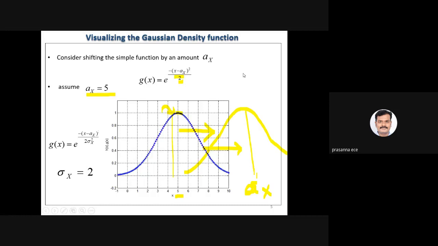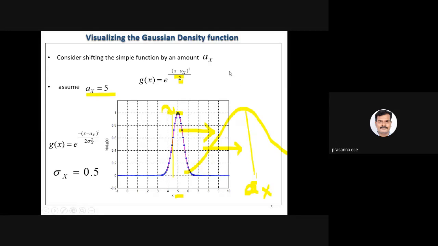Now we'll see what happens if we decrease sigma x to a value less than 1. I'm taking sigma x to be 0.5. If I plot for this value of sigma x in the denominator, see what happens. What happened to the graph? It has become narrower compared to the previous graph.